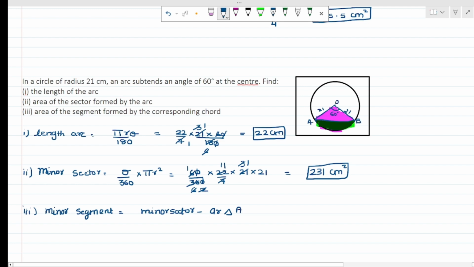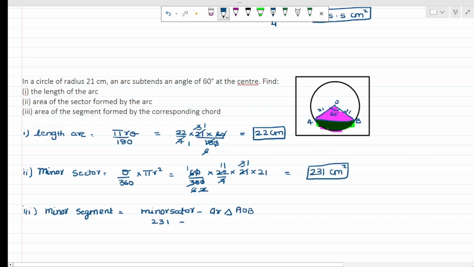AOB. Okay. What is my minor sector? Minor sector is, which I already got. What is my answer for minor sector? Minor sector is 231 minus area of triangle AOB.